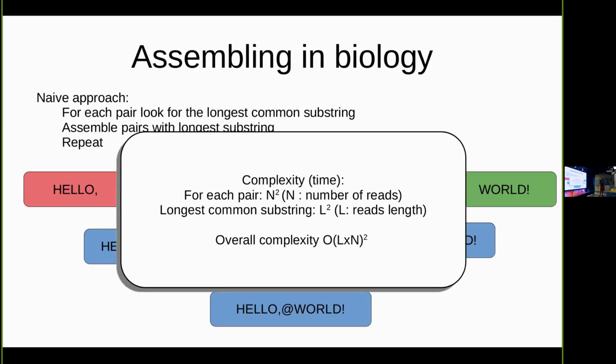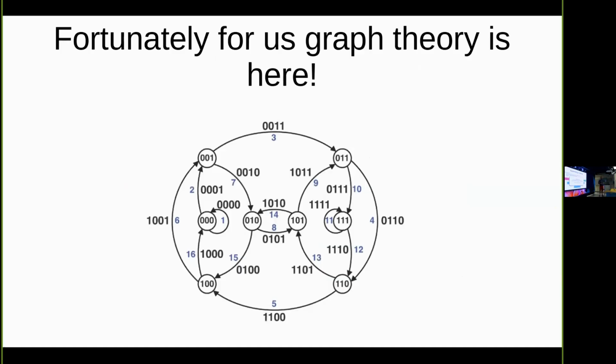However, the complexity of this algorithm, because of the for each pair, is quadratic in the number of sequences you have. So for us, it's quadratic in the number of reads. And remember, we have 10 million reads per sample. So that's not a really good algorithm.